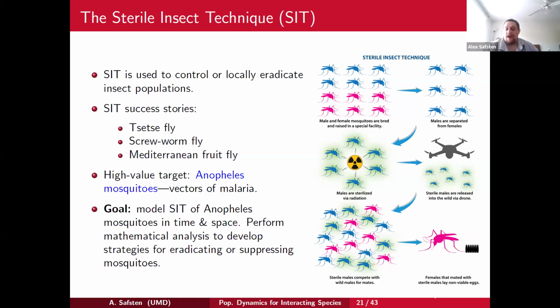And now you've got in the wild, females can choose between sterile and wild males, and they might choose one of the sterile males. Of course, the female doesn't know that this male is sterile, and that if she mates with a sterile male, she will lay eggs that can never hatch. And this could lead to a reduction in the mosquito population. It actually has been very successful in eliminating, at least locally, several pests such as the screwworm fly and the Mediterranean fruit fly. A great target for this type of work would be the Anopheles mosquito, which carries malaria.